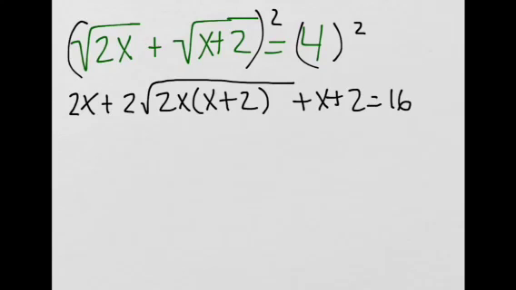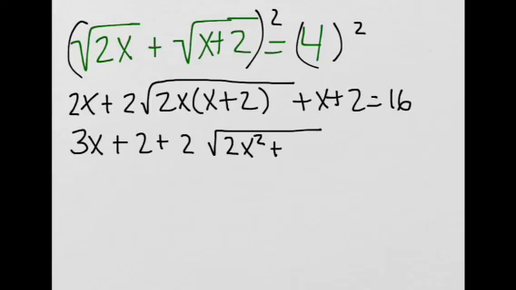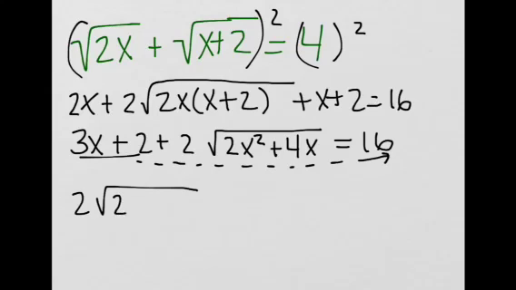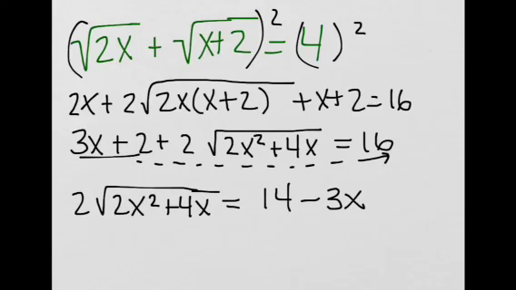Okay, let's simplify this a bit. So we have 3x plus 2 times the square root of 2x squared plus 4x is equal to 16. I'm going to bring these two terms to the right-hand side. So now I have 2 times the square root of 2x squared plus 4x is equal to 16 minus 2, so that's just 14, minus 3x, okay?